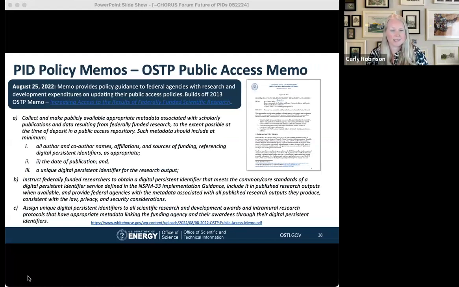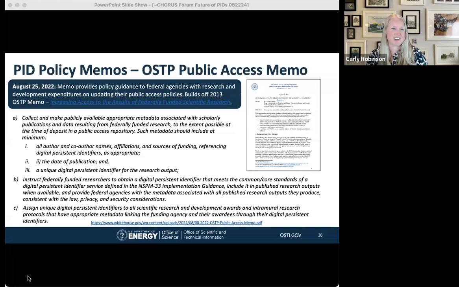And so what it says around persistent identifiers is that agencies are expected to collect and make publicly available metadata associated with publications and data, including author names, affiliations, and sources of funding, those of which should reference persistent identifiers as appropriate. And also that each of these outputs should have a persistent identifier associated with them.